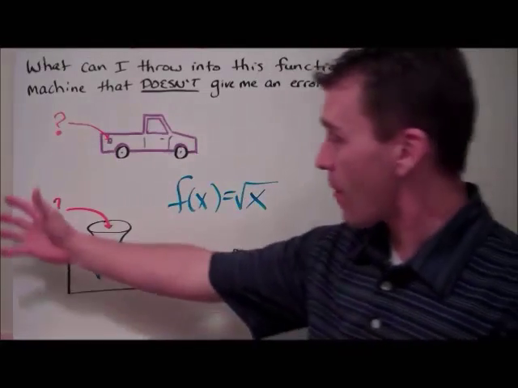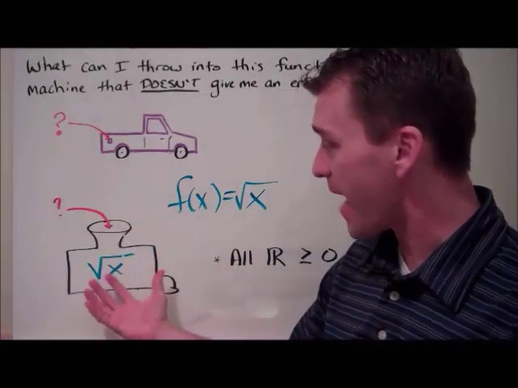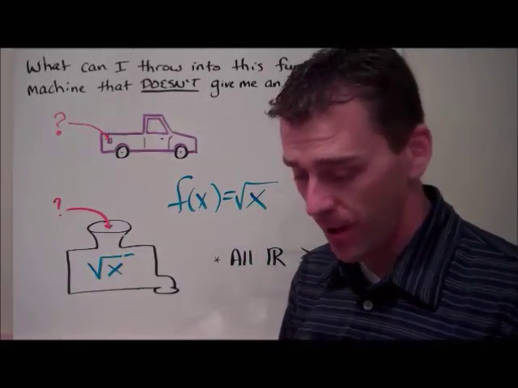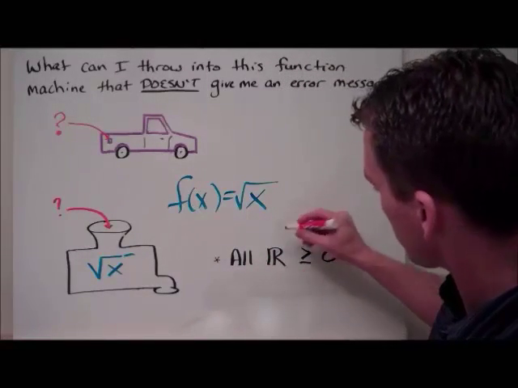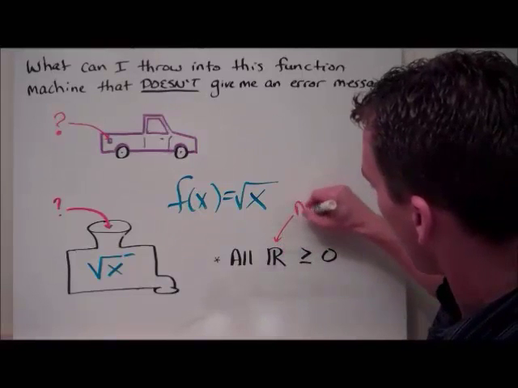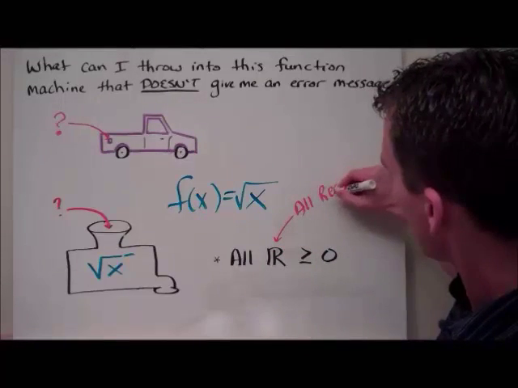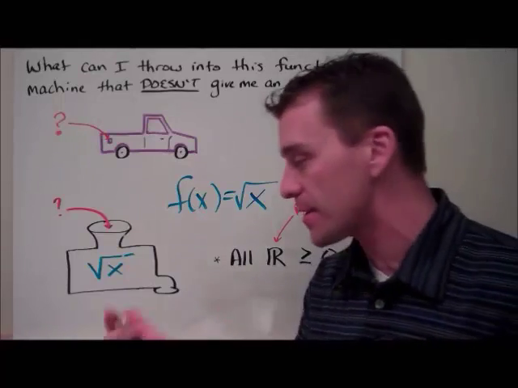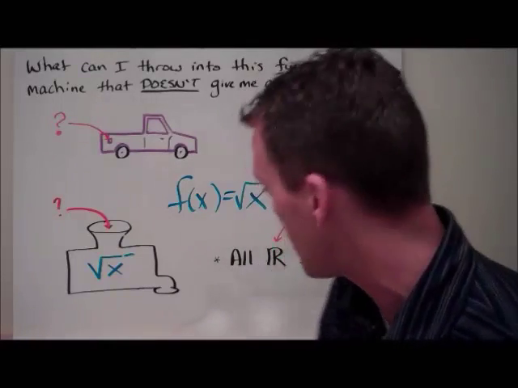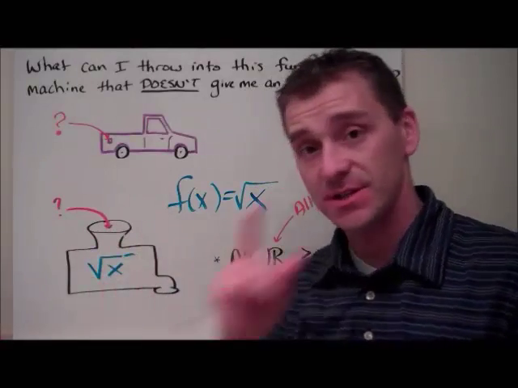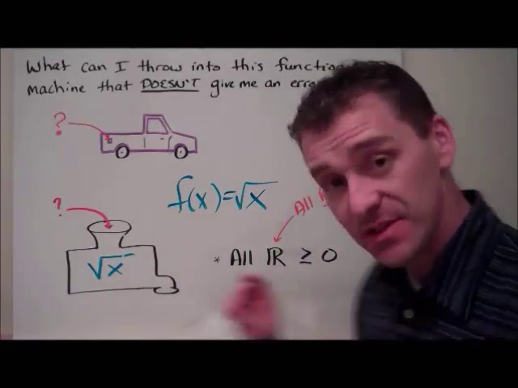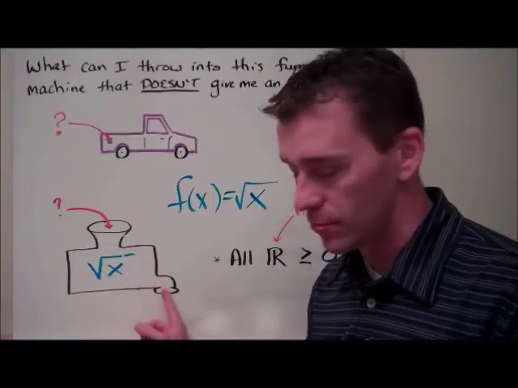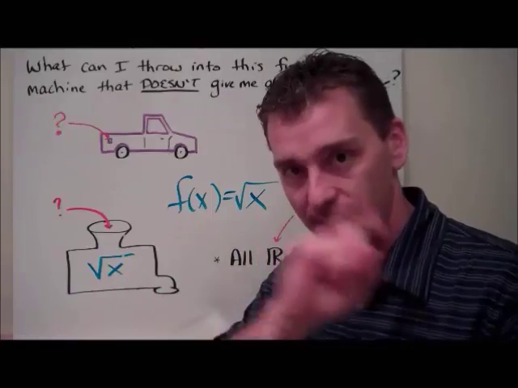Well, I can throw everything into this function machine. In fact, all of the real numbers I can throw into this function machine. By the way, I should tell you this. That symbol right there stands for all real numbers. So everything, all the number line, all the decimals, irrational, rational, all that stuff. So you can throw anything into this function machine except anything that's negative. Because remember, if we put a negative into this function machine, it's going to output wrong O. Wrong O, can't do it.